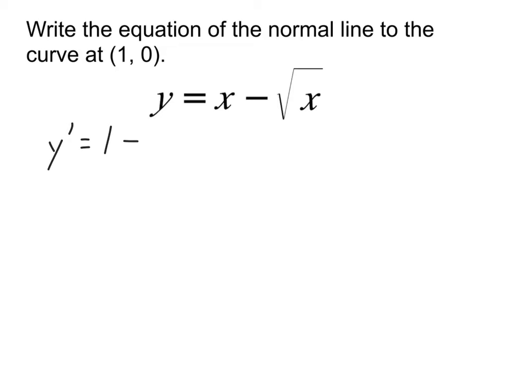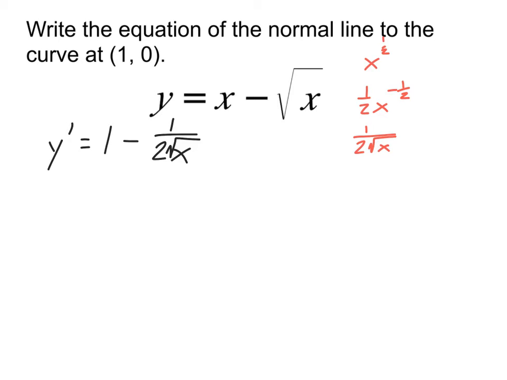Now, what's the derivative of the square root of x? Well, you might have it memorized by now, but if not, let's check over here. Square root of x is x to the 1/2, that becomes 1/2 x to the negative 1/2. And so then that becomes 1 over 2 root x. So that is 1 over 2 root x there.